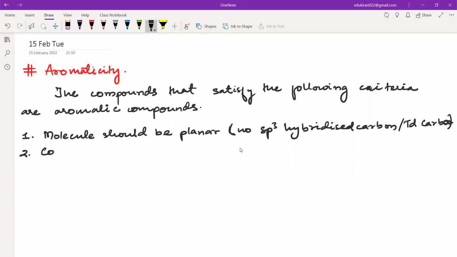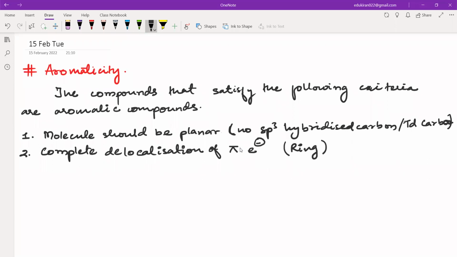There should be complete delocalization of pi electrons. It means that after you have checked the planarity, you will check whether the molecule is a complete ring or not. If it is a ring and all the atoms are sp2, then it will have complete delocalization.